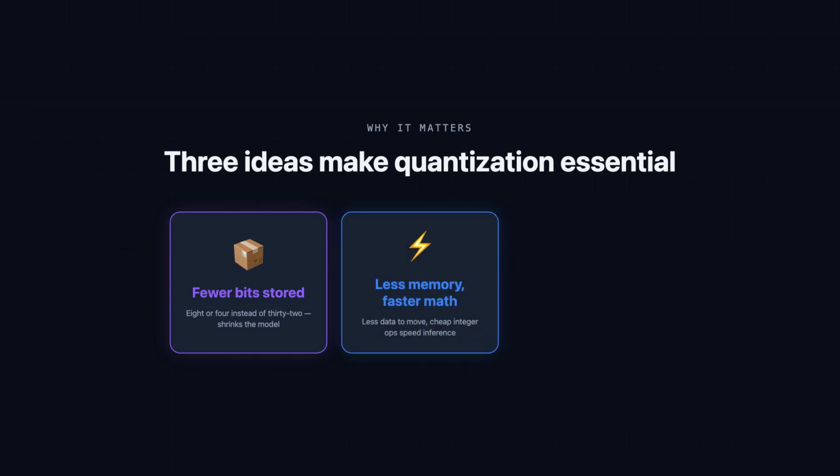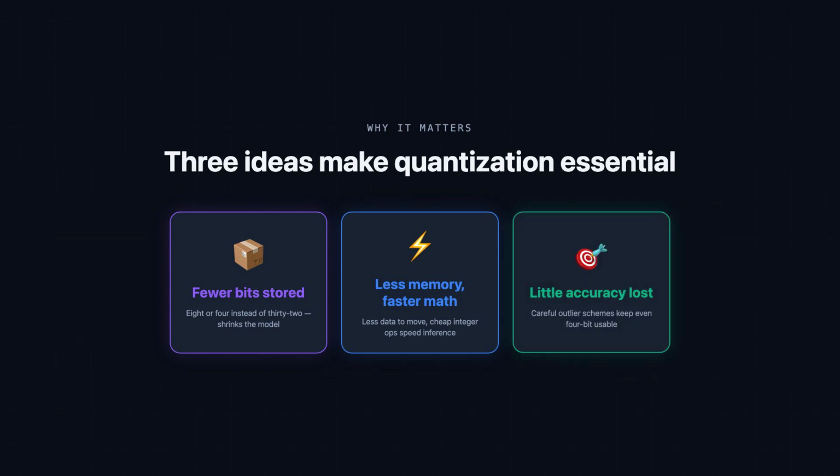Cuts memory and speeds up the math. Fewer bits mean less data to shuttle around, and integer operations run faster and cheaper than floating point on most hardware, so inference gets quicker and lighter at the same time. It trades a little accuracy, and modern methods manage that trade carefully. The main danger is a few extreme outlier values stretching the grid so everything else loses resolution, which is why today's best schemes handle those outliers specially, and how 4-bit quantization stays usable.